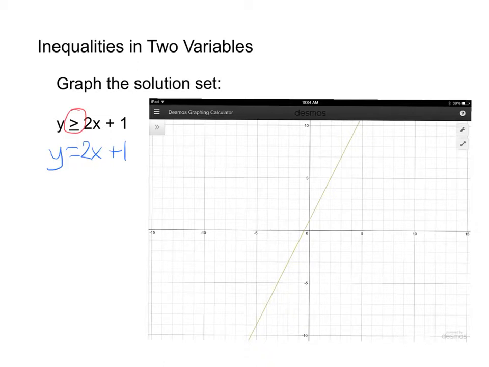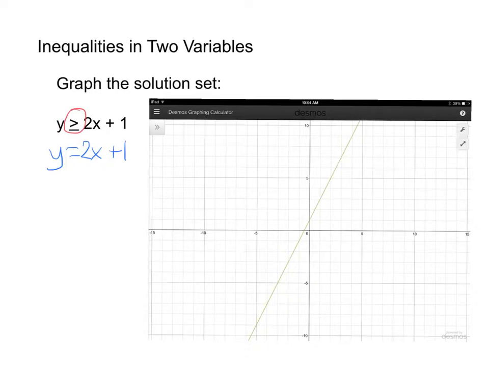Because what we're graphing is every point that satisfies this inequality. Every point where the y value is greater than or equal to 2 times the x value plus 1. That's what we're trying to graph. If it doesn't have the equal to, then the points that are equal are the ones right on the line. So we do a solid line if those points are included, and a dotted line if they're not.